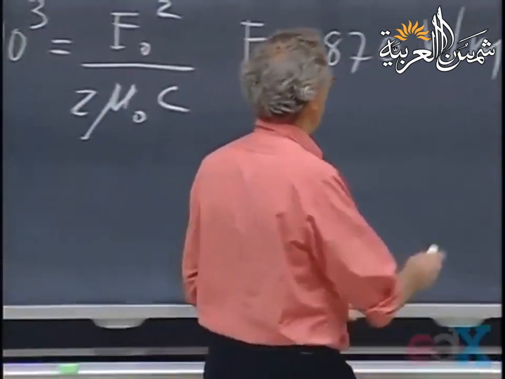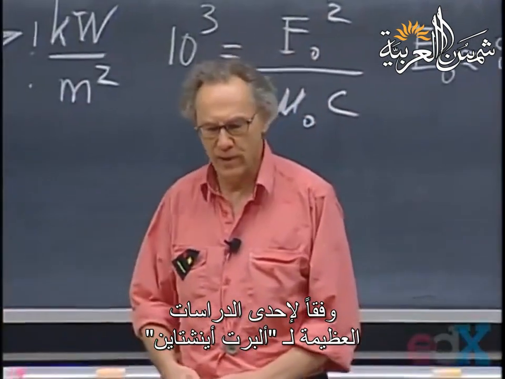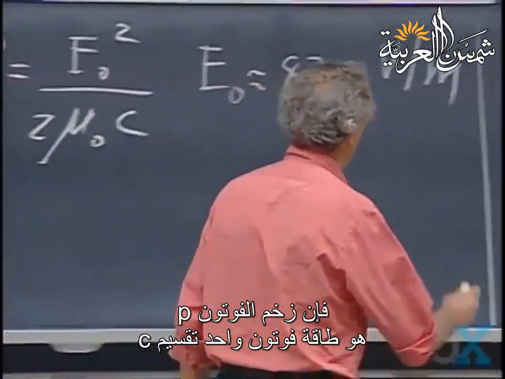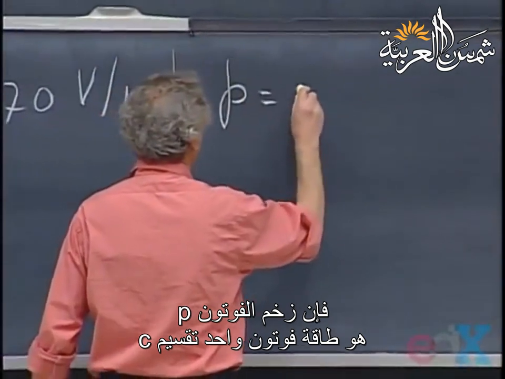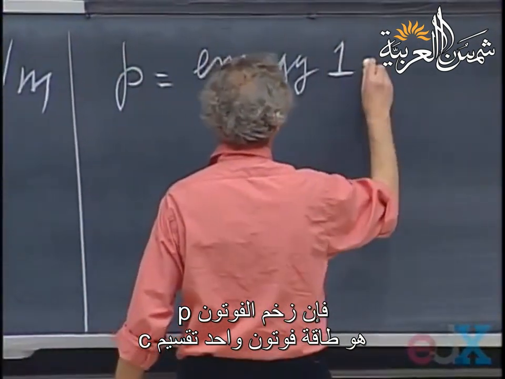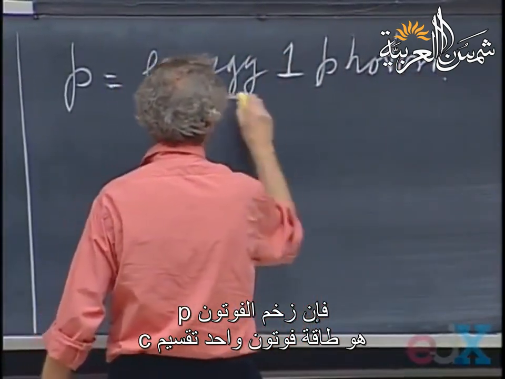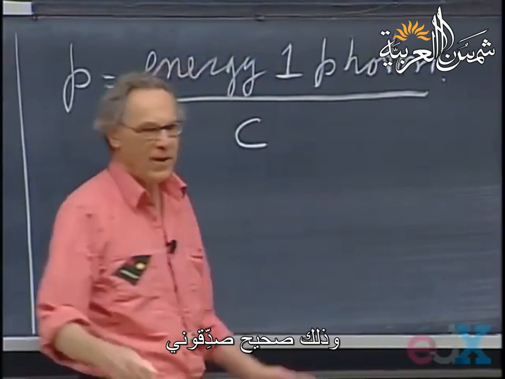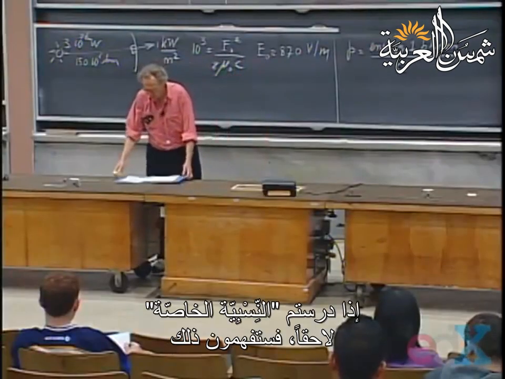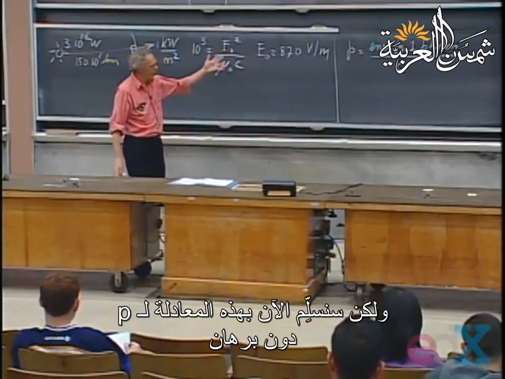And the momentum of a photon, which comes from one of the great works by Albert Einstein, the momentum of a photon, p, is the energy of one photon divided by c. You just have to take my word for that. If you ever take special relativity, you will understand this a little better. But take it now at face value.